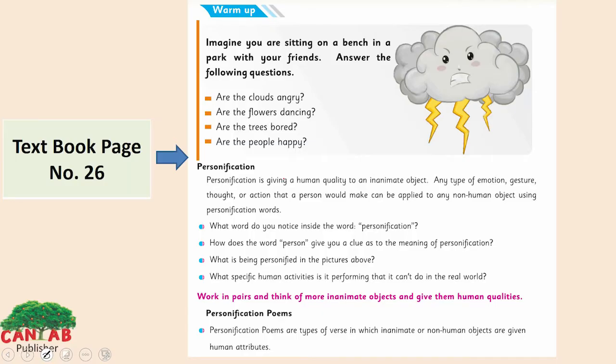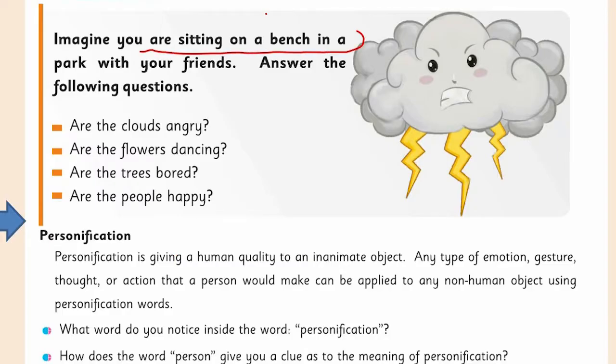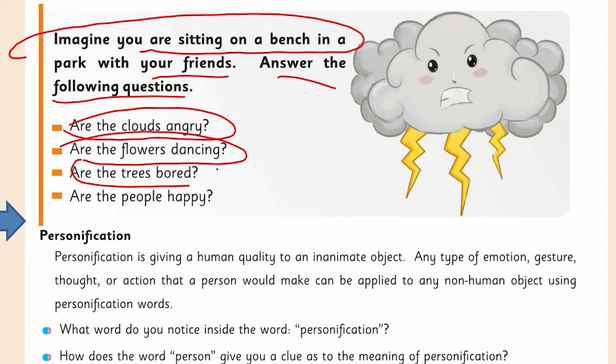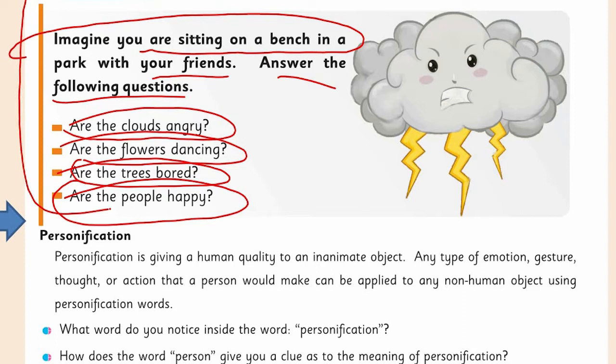Now look at the page number 26, what we have here. Imagine you are sitting on a bench in a park with your friends. Answer the following questions. Are the clouds angry? Are the flowers dancing? Are the trees bored? Are the people happy? This is a warm-up activity for you. You have to answer this. You are sitting on a bench with your friends in a park.